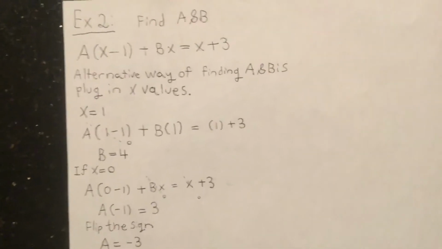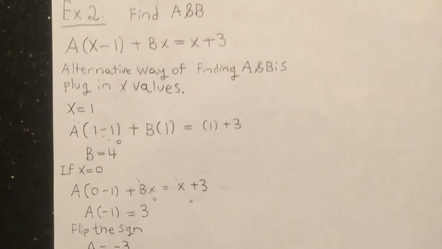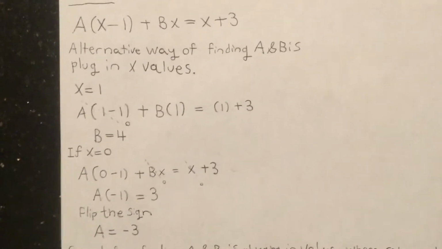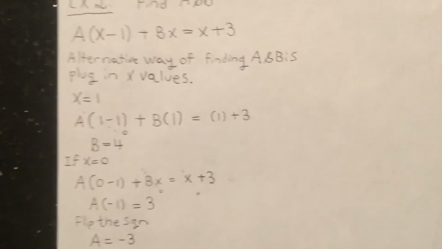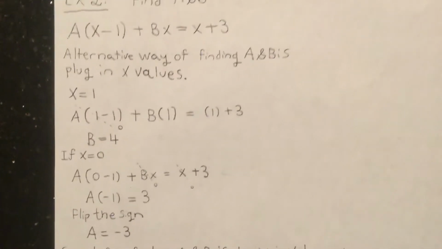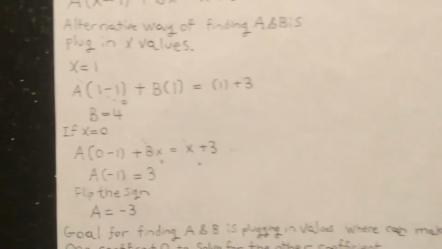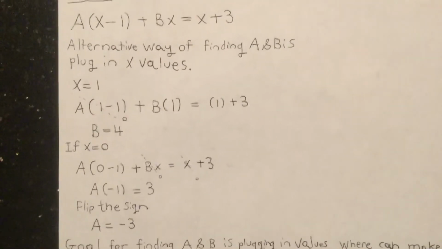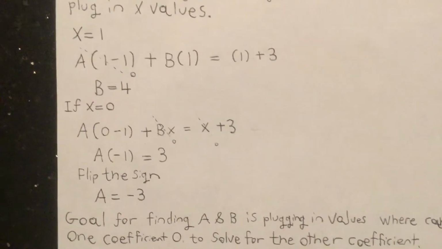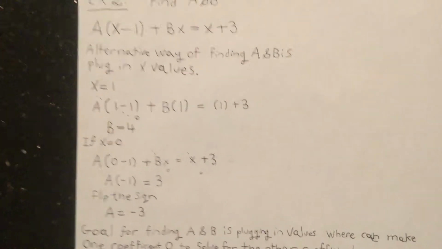If x is equal to 0, now we have a times 0 minus 1, which becomes negative a, and bx becomes a 0. x on the right-hand side becomes 0, and then we're left with a times negative 1 is equal to 3. So let's flip the sign, and we end up with a equal to negative 3.